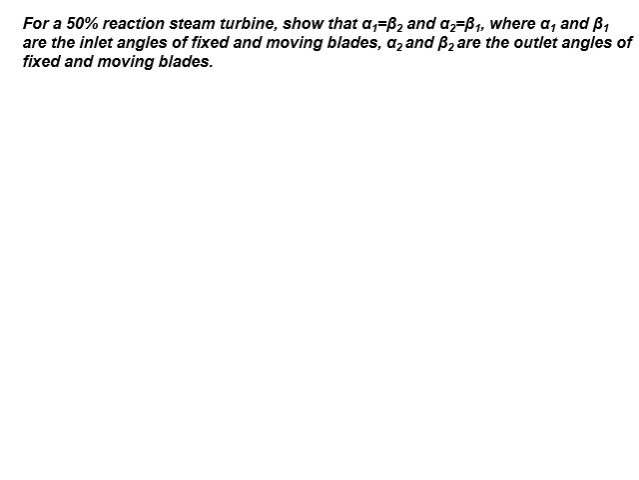Now the second derivation on the 50% reaction turbine. For a 50% reaction steam turbine, show that alpha 1 is equal to beta 2 and alpha 2 is equal to beta 1, where alpha 1 and beta 1 are the inlet angles of fixed and moving blades, and alpha 2 and beta 2 are the outlet angles of fixed and moving blades.